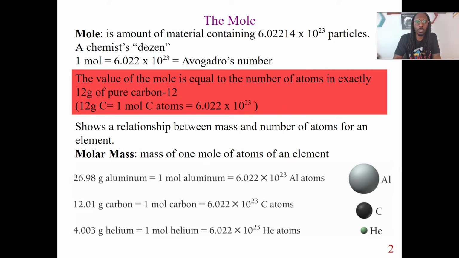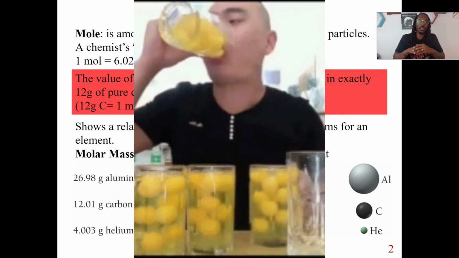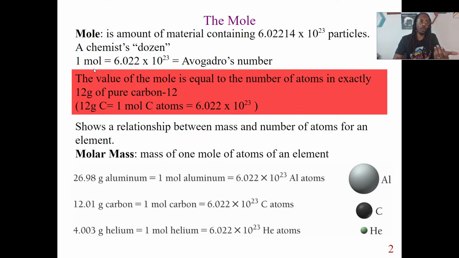Once again, the mole is the amount of material containing 6.02 times 10 to the 23 particles. So basically 1 mole equals 6.02 times 10 to the 23. This is why they call it a chemist's dozen, because it's always going to equal the same thing. When we think about a dozen eggs, we know we're talking about 12 eggs. So whenever you hear me talk about 1 mole, I'm talking about 6.02 times 10 to the 23 particles.